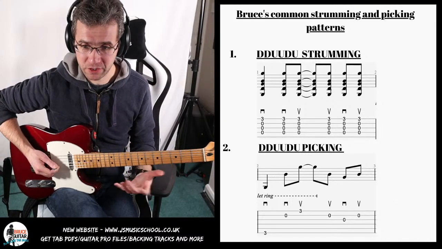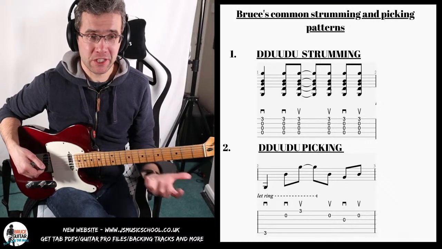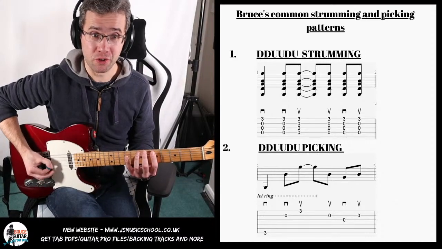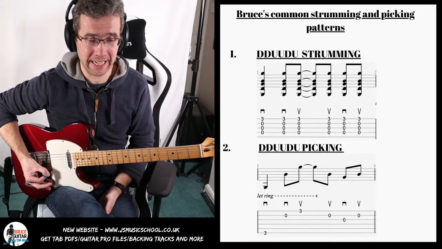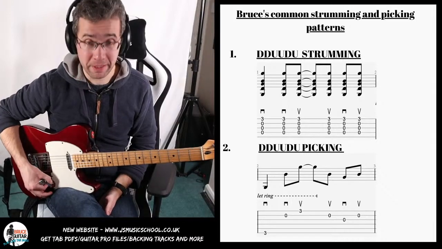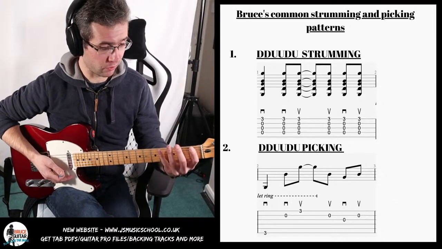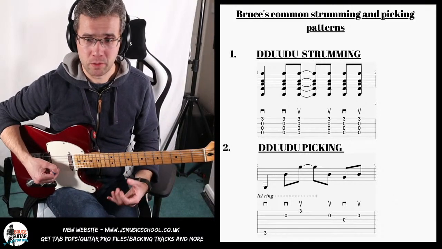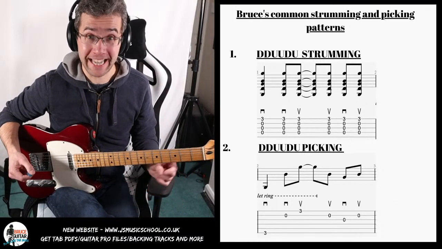Thanks Carl for repeating the question. So this is the chromatic scale, and what you really want to be able to do is sync your right hand, your strumming or picking hand, with your left hand, your fretting hand. Now, without looking, the best way of doing it is exercises like this.